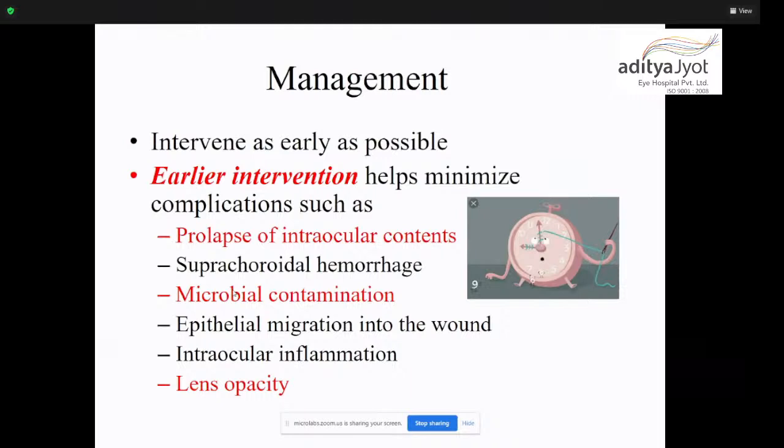Earlier intervention is always better. A stitch in time saves 9. Why? Because you can have collapse of intraocular contents, suprachoroidal hemorrhage, microbial contamination. Many times during the COVID period, we've had many referrals from other places where the corneal tear was not sutured and the patient proceeded to us after 2 or 3 days. And all these cases, ocular trauma, it has to be dealt as an emergency and it has to be done as soon as possible. That will give you very good results.